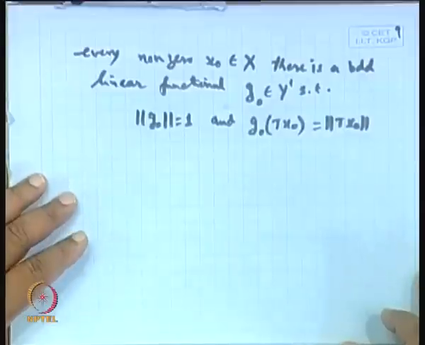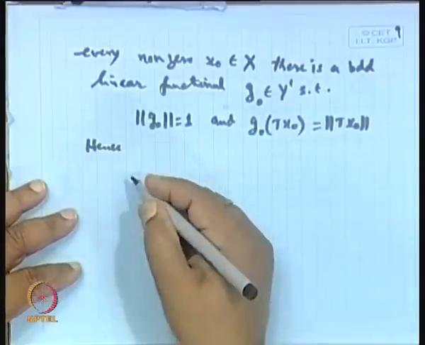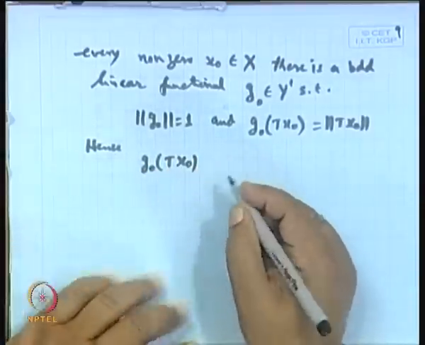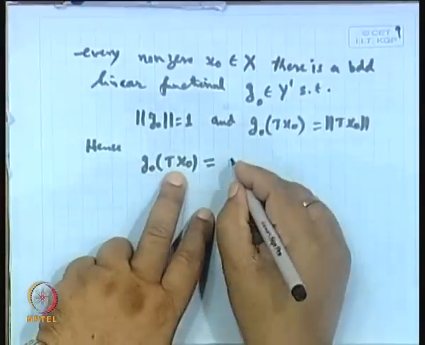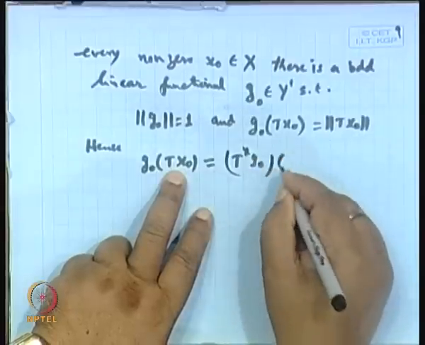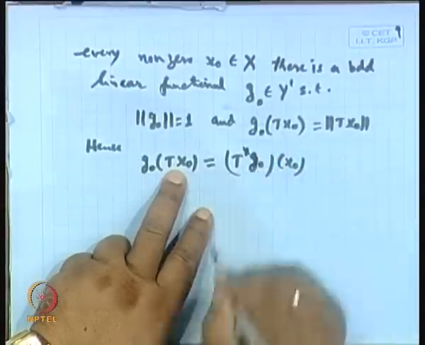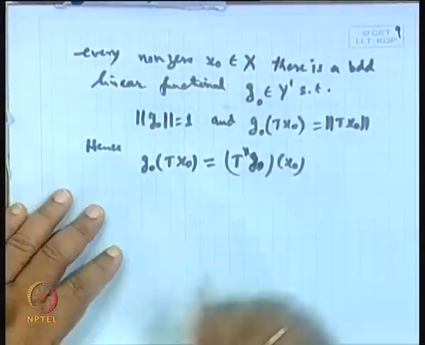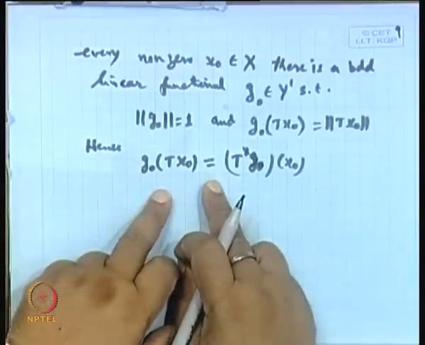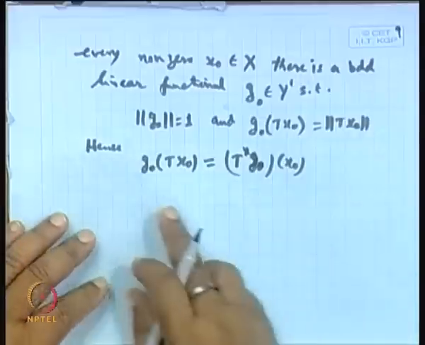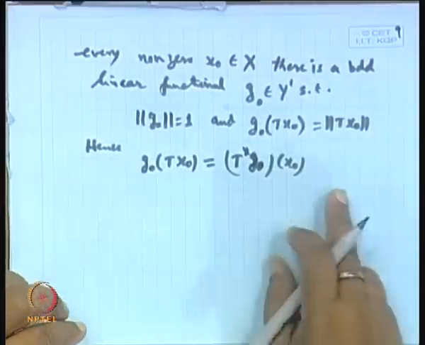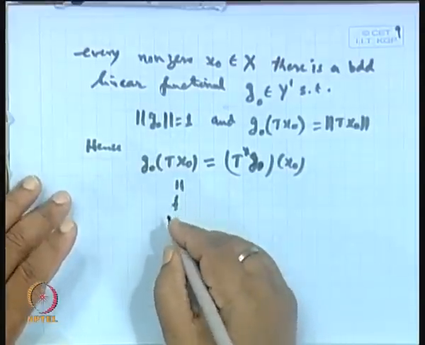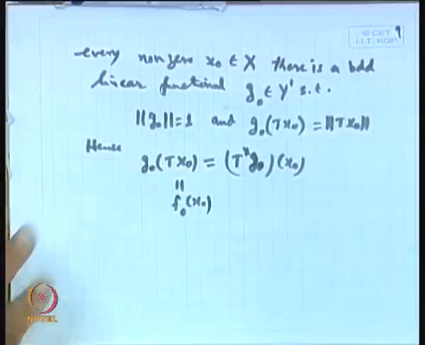So, we get this one. Hence, therefore, G naught T x naught. By definition, G of T naught means T cross G naught x naught, is it not the way in which we have defined? Okay. Then this will be equal to, by definition of the operator, G naught T x naught, but G naught T x naught is nothing but F naught x naught. Is it okay?